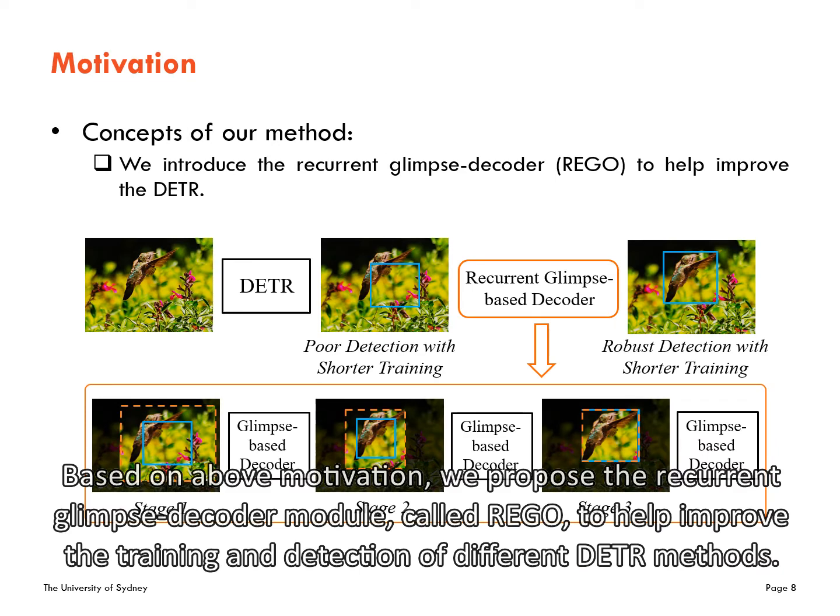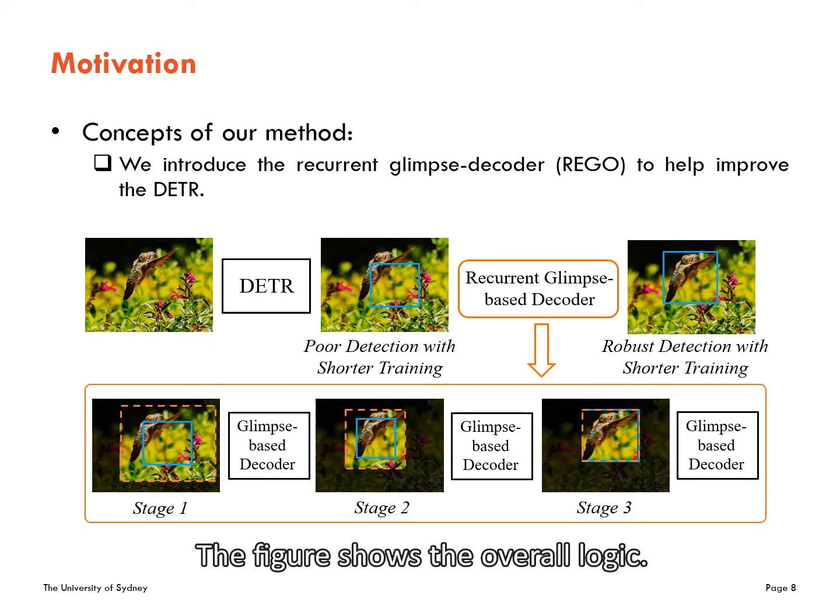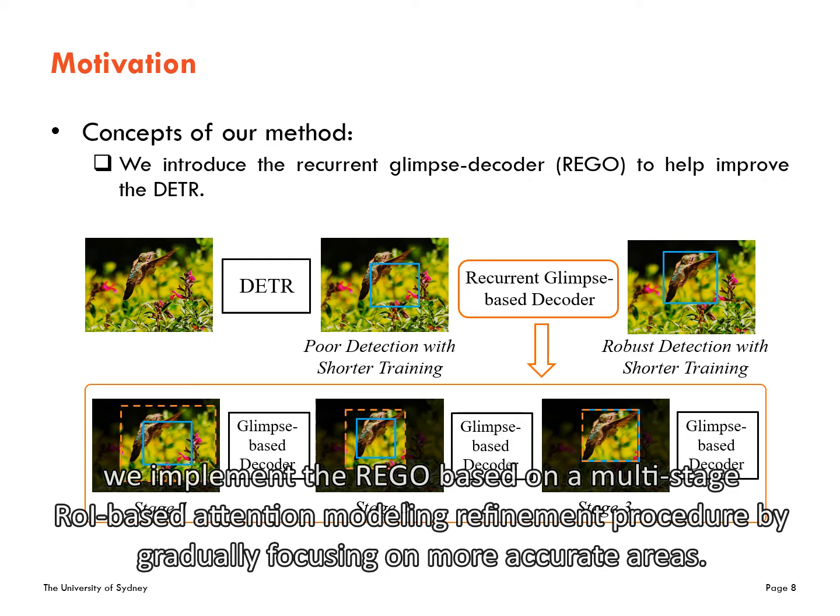Based on the above motivation, we propose a recurrent glimpse decoder module called REGO to help improve the training and the detection of different DETR methods. The figure shows the overall logic. Using original DETR results, we implement the REGO based on a multi-stage ROI-based attention modeling refinement procedure by gradually focusing on more accurate areas.